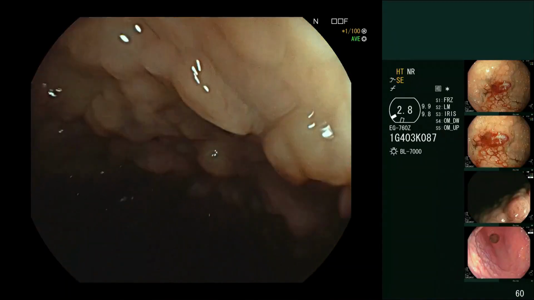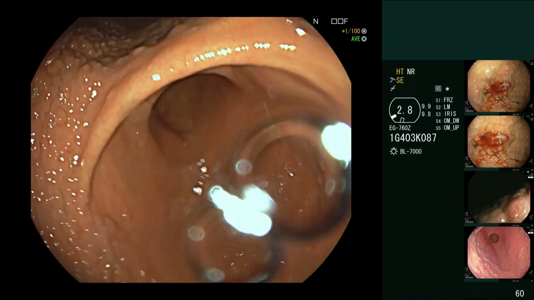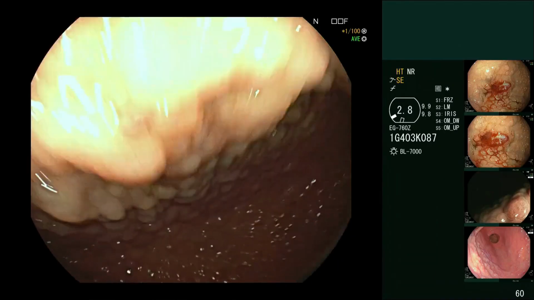Okay, so I don't detect anything else here that we should do anything about, and therefore we will perform a structured biopsy series.